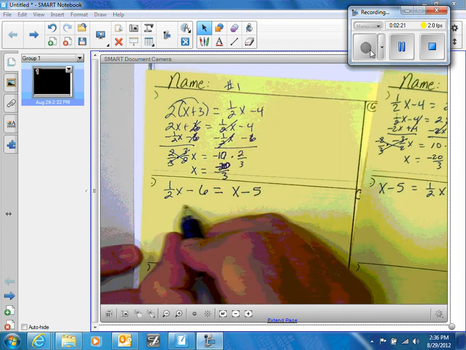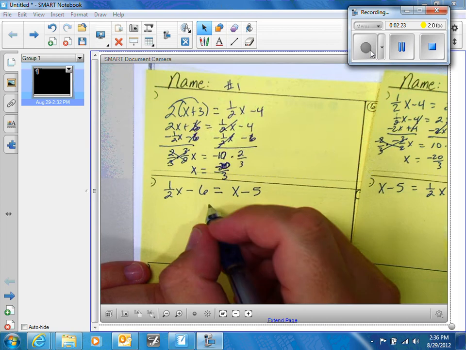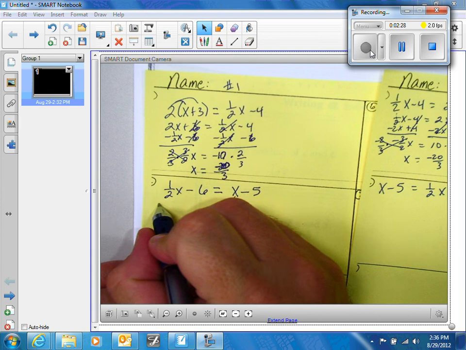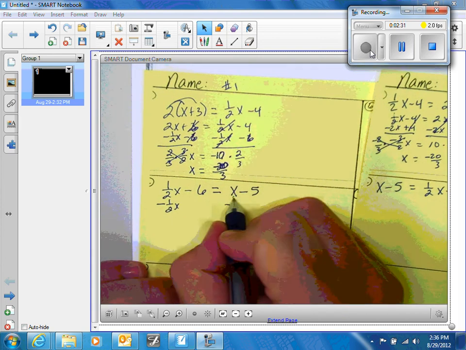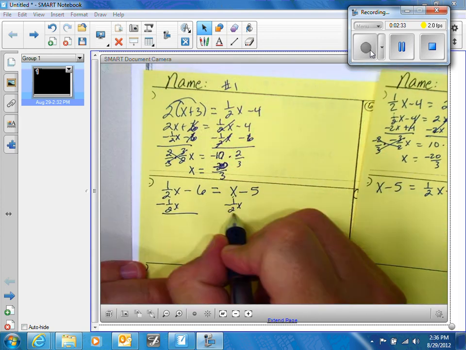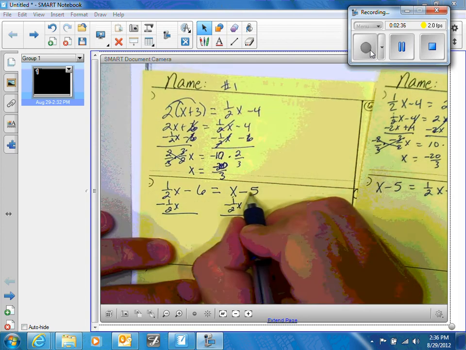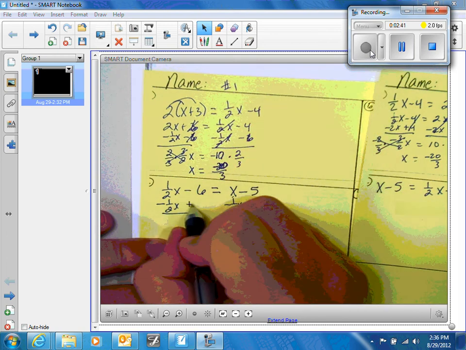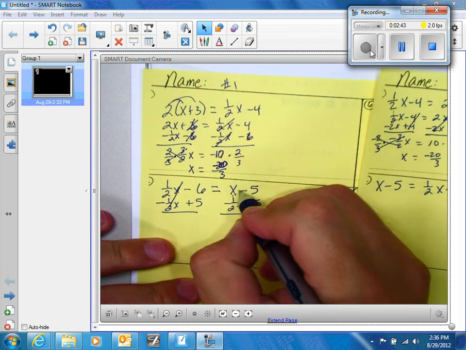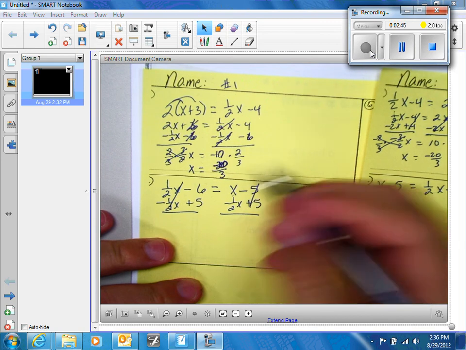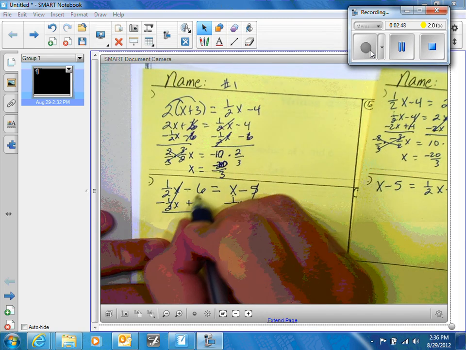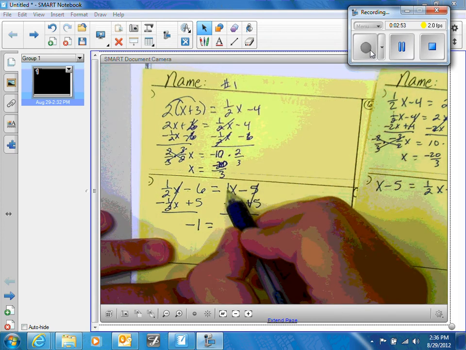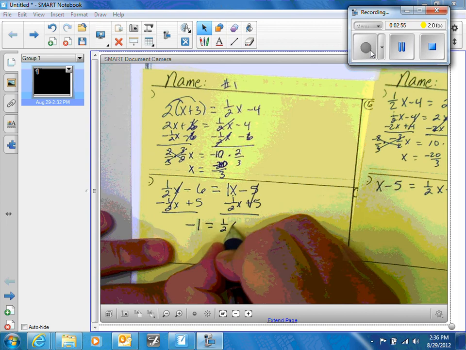So let's try this. In this particular problem, I have a couple of options. I can get this x by itself, so I would subtract 1/2 x on both sides. Sometimes you can do multiple steps, so at the same time, I'm going to get rid of the 5 by adding 5. This eliminates, and this cancels out. And over here, -6 plus 5 is -1, equals. This is a 1x, so 1 minus 1/2 is simply 1/2 x.